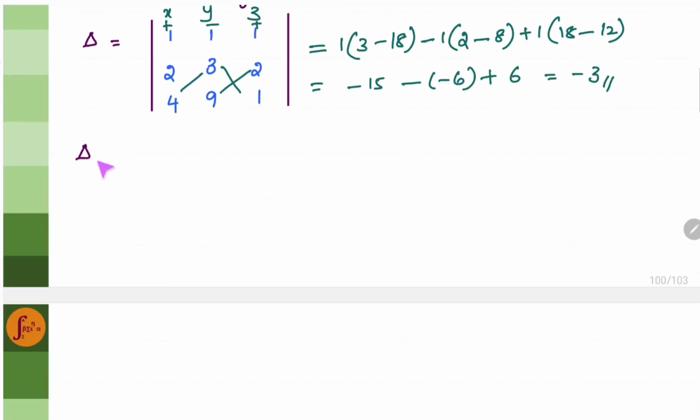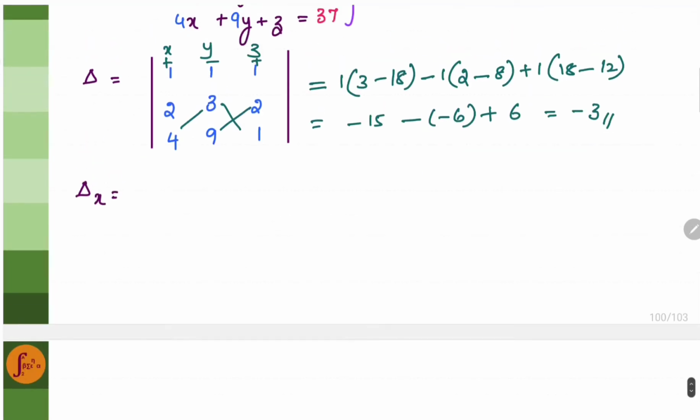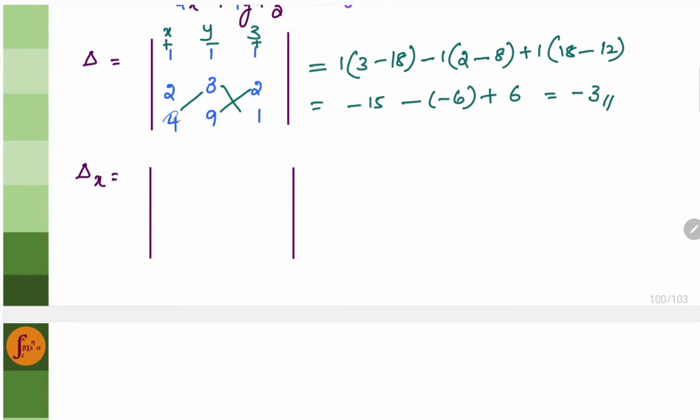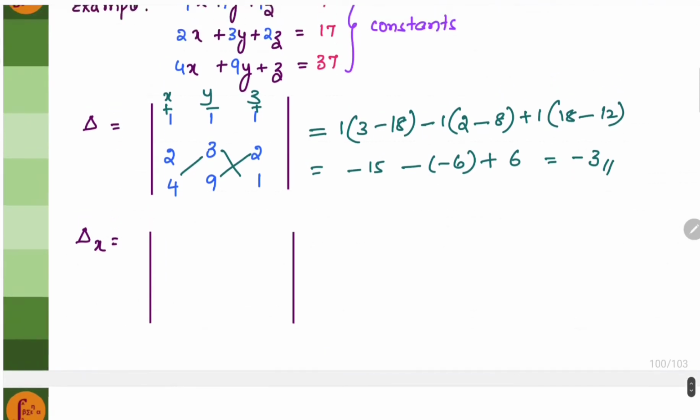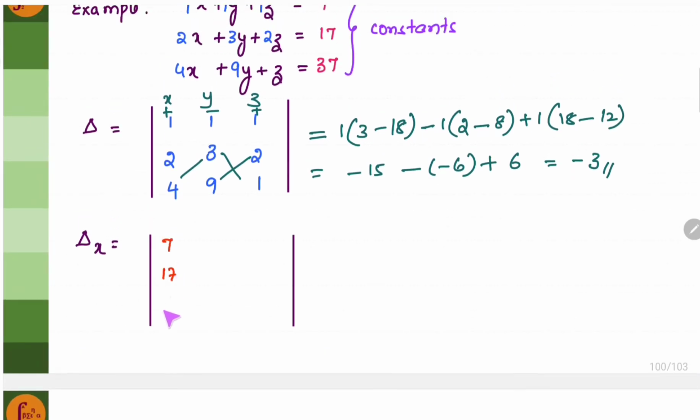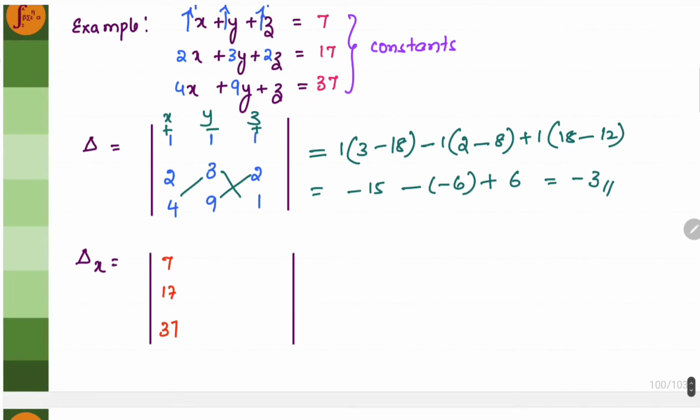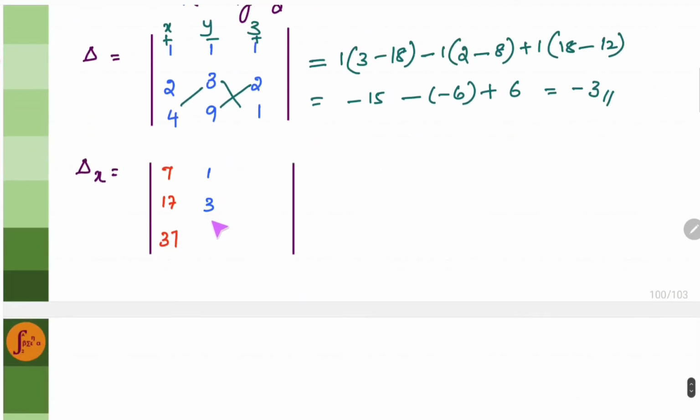Similarly, let's find the determinant for x. So what do we have to do for x? For x, we will replace all these x coefficients with constants. What are the constants we have? 7, 17, 37 are the constants. And we'll copy these y and z coefficients as is. So it's going to be 1, 3, 9, 1, 2, 1. And if you calculate this, the first element is 7. 7 into 3 minus 18.